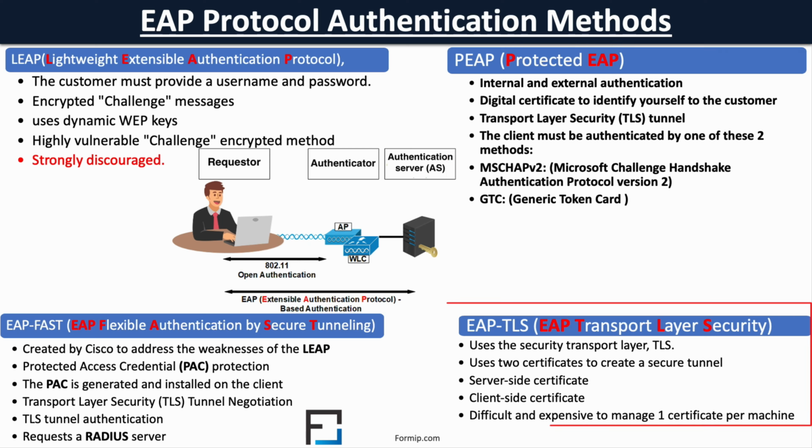And the last EAP method is the one that uses Transport Layer Security, TLS. It offers good security, as it uses 2 certificates for the creation of a secure tunnel that then allows identification: a server-side certificate, and another client-side. This means that even if the password is discovered, it won't be of any use without the client certificate. So even if it provides enormous security, the problem is that all clients must have a certificate, which can be difficult and expensive to manage, one certificate per machine, for companies that have a lot of machines.